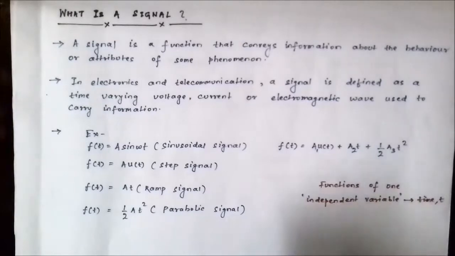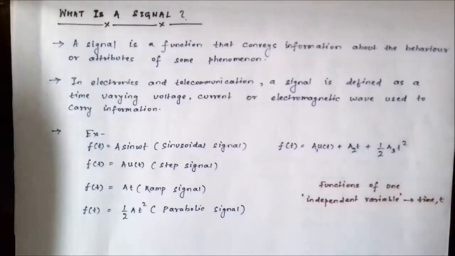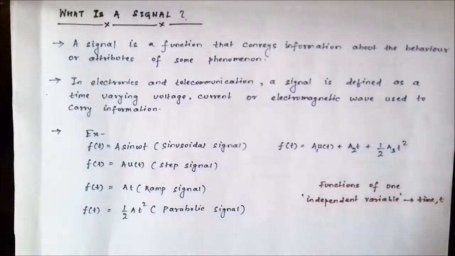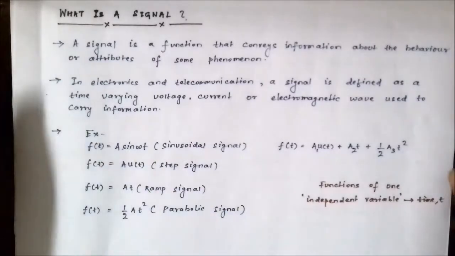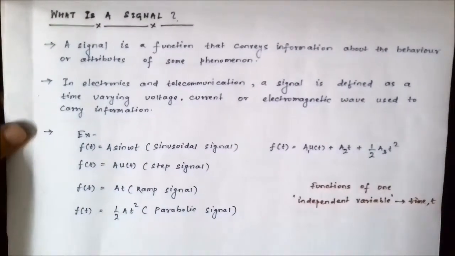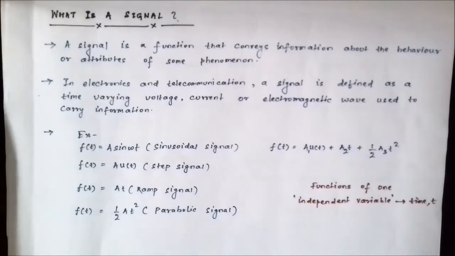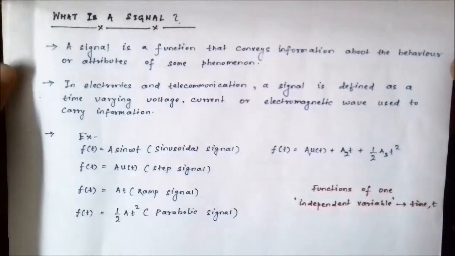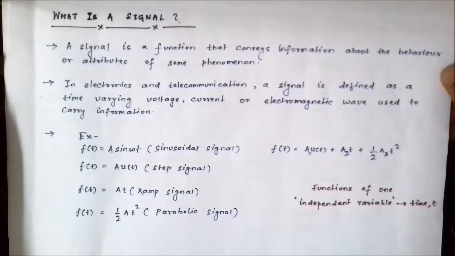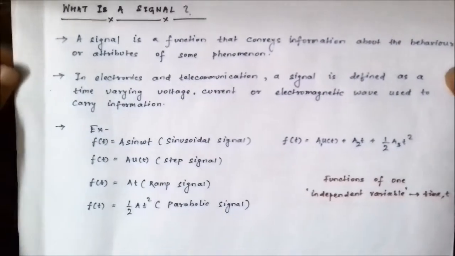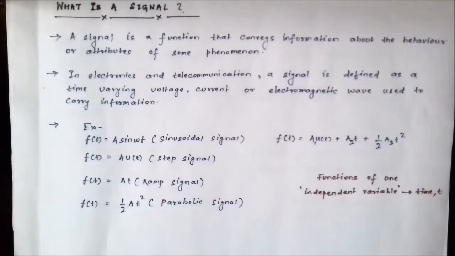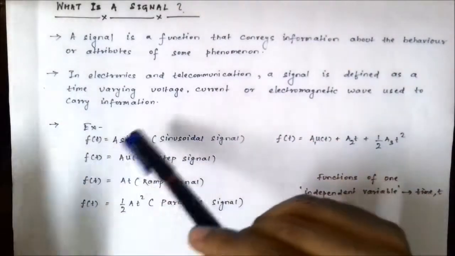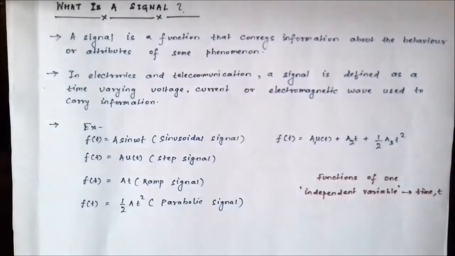A signal actually consists of data or information. It is a function that conveys information about the behavior or attributes of some phenomena. In electronics and telecommunication, a signal is defined as a time varying voltage or current.